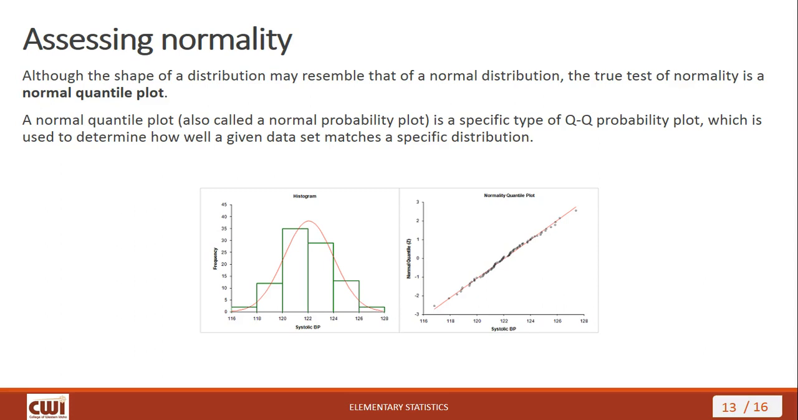Okay? A normal quantile plot is also called a normal probability plot. This is a specific type of QQ probability plot. So there's all different types of plots you can make to assess different aspects of your distribution, and those plots are called QQ probability plots. The one that's specific for assessing normality is called a normal quantile plot. So basically what this does is it determines how well a given data set matches a specific distribution. So the normal quantile plot tests your data set to see how well it will fit inside a normal distribution.